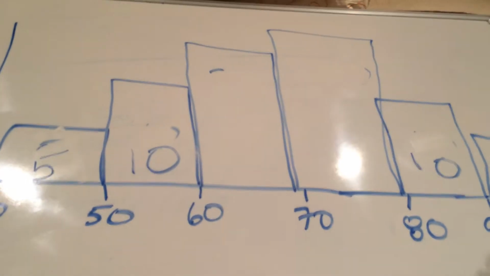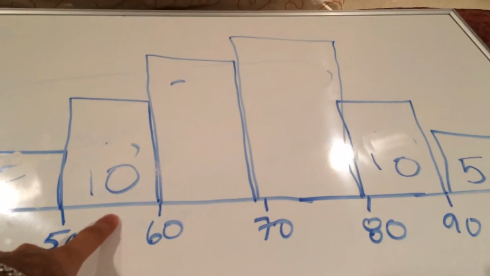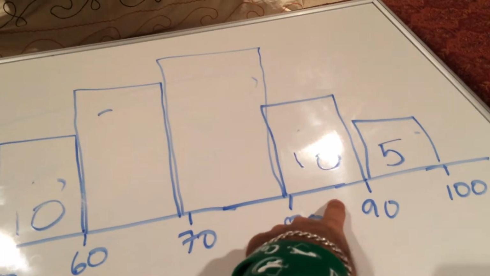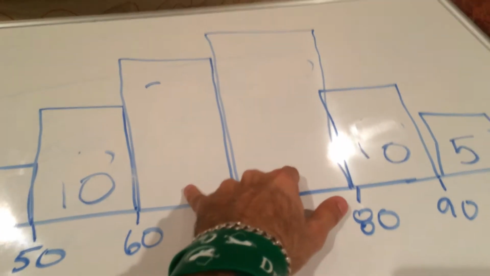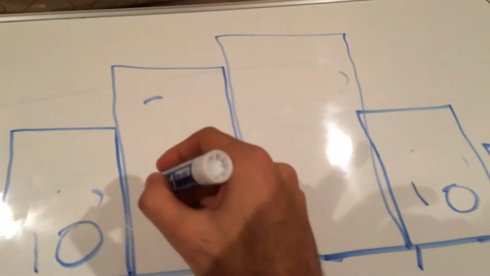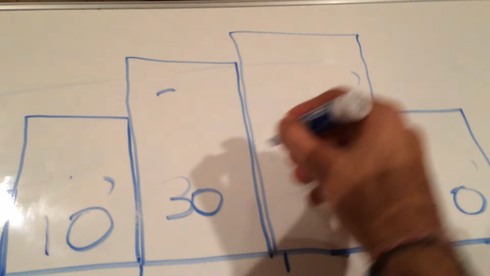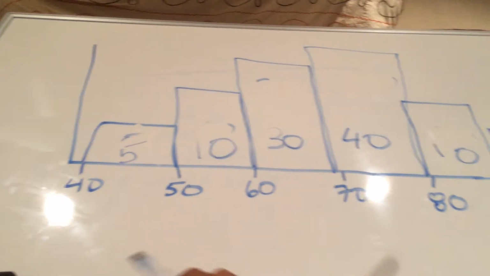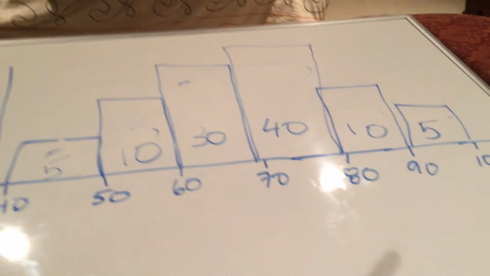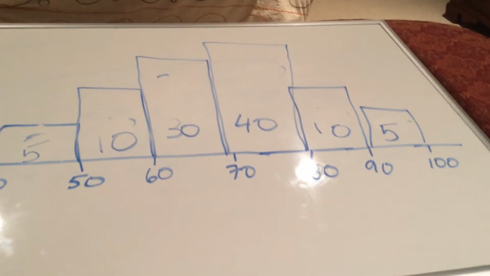Now, okay, how many test scores have I used up? 5 plus 10 is 15, 25, 30. So I've got 70 tests left that must be in these two ranges. So I'll break it down. I'll say there's about 30 here and about 40 here. So now I have approximately the frequencies of each test score.